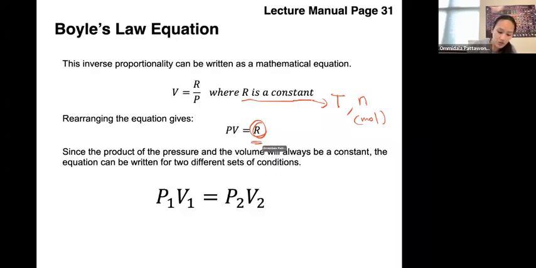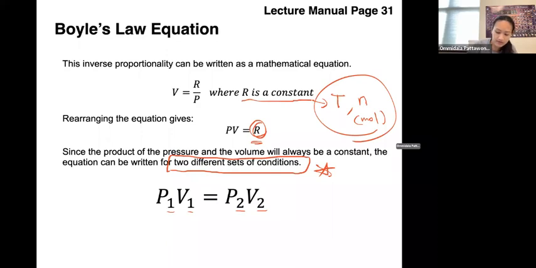That's why P1V1 equals P2V2 expresses two states, or two sets of conditions, of pressure and volume that are different. So when are you going to use P1V1 equals P2V2? This is when you are given two different sets of conditions. So jot that down. Whenever you see two different sets of conditions, you are going to use P1V1 equals P2V2. In this case, the temperature and number of moles of gas stay constant.